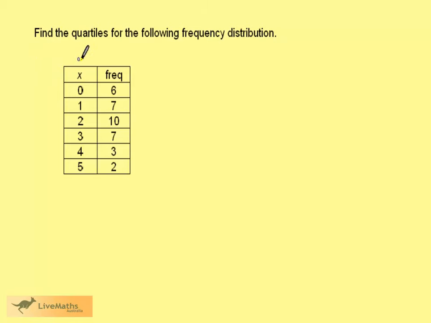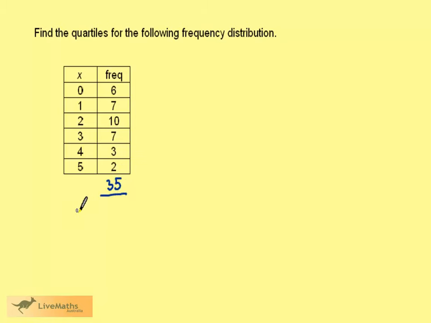We want to find the quartiles for the following frequency distribution. We need to know how many pieces of data there are. 6 plus 7 is 13. Add 10 is 23. Add 7 is 30. Add 2 is 33. Add 2 gives us 35 pieces of data.